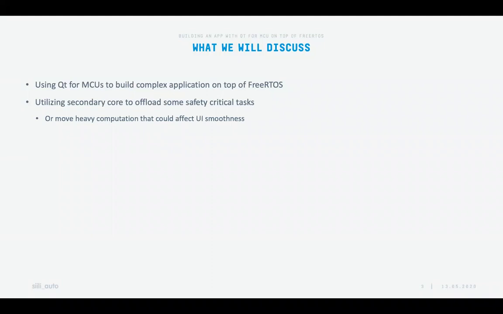Utilizing the secondary core can be useful in order to either move safety critical tasks or offload some heavier computation that could affect UI smoothness. We will briefly talk about inter-CPU and inter-task communication. We will try to receive data from the M4 core on the M7 and then display it with Qt for MCU.